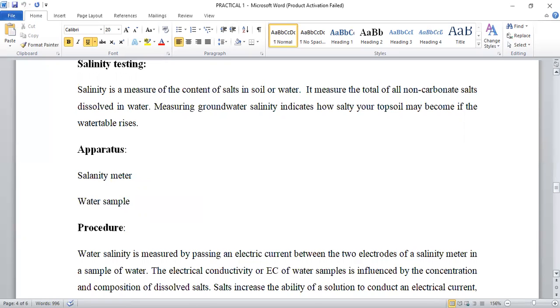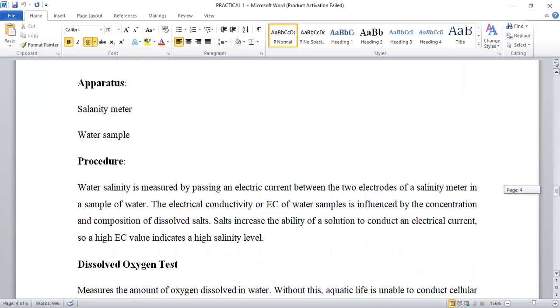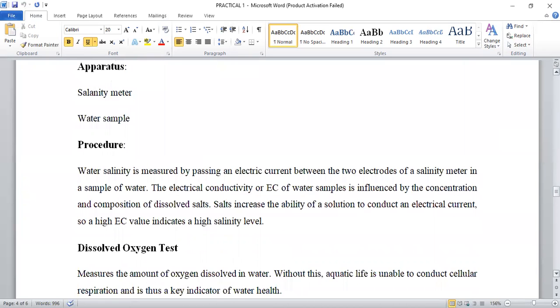The apparatus for this test includes a salinity meter and a water sample, and the procedure is very simple. We just need a water salinity meter, and the water salinity is measured by passing an electric current between the two electrodes of a salinity meter in a sample of the water.